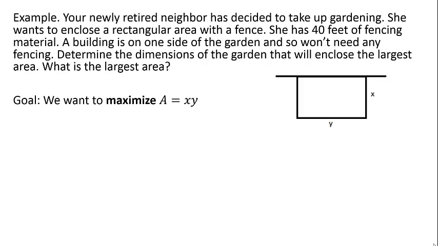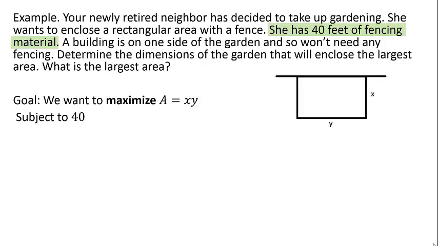Since we're looking to maximize a function, we'll want to take a derivative. But we can't currently take the derivative of A because it has too many variables, x and y. We must eliminate a variable before we can take the derivative. Looking at our problem, we were given another piece of information. Our neighbor has 40 feet of fencing. So we want to maximize the area of the garden subject to having 40 feet of fencing available.